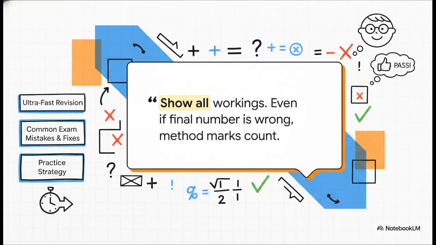Now, let's look at this incredible rule and really build your confidence. Show all workings. Even if the final number is completely wrong, method marks count. Listen, the examiner is not your enemy. They actually want to pass you. If you multiply by the wrong tax rate in step 1, but your logic for steps 2, 3, and 4 is perfect, you are getting those marks. You just have to show your logical steps. Do not just write down a naked final number.